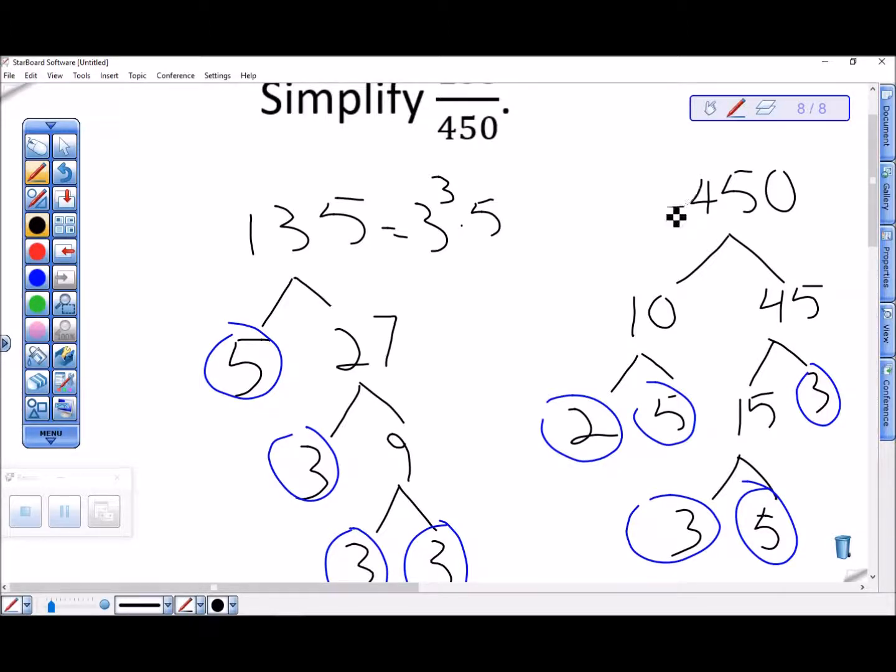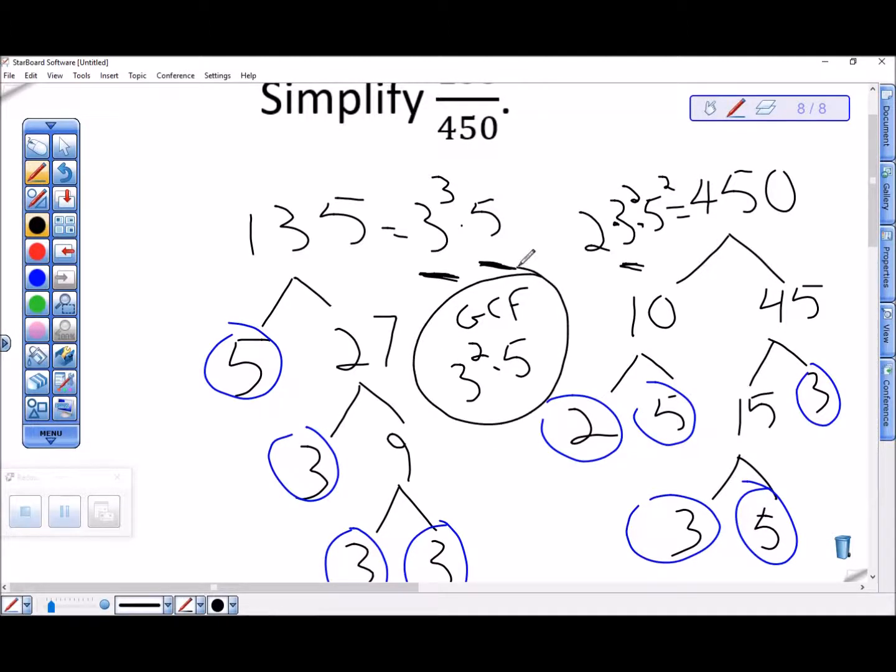What did I end up with here, though? I've got 2 times 3 squared times 5 squared. So 450 is 2 times 3 squared times 5 squared. Now, we did that work just to find the greatest common factor. So the greatest common factor here is 3 squared times 5. I've got 3 cubed here, but this is only 3 squared, so 3 squared. I've got just a 5 here. 3 squared times 5 is 9 times 5, or 45.